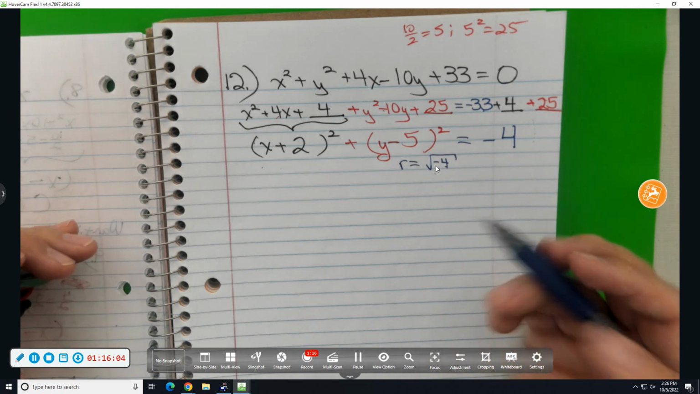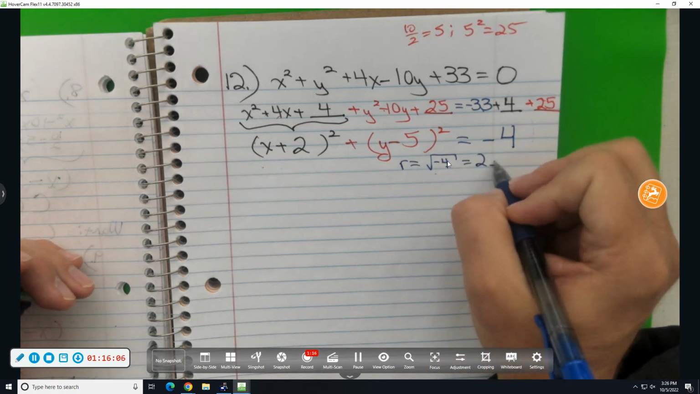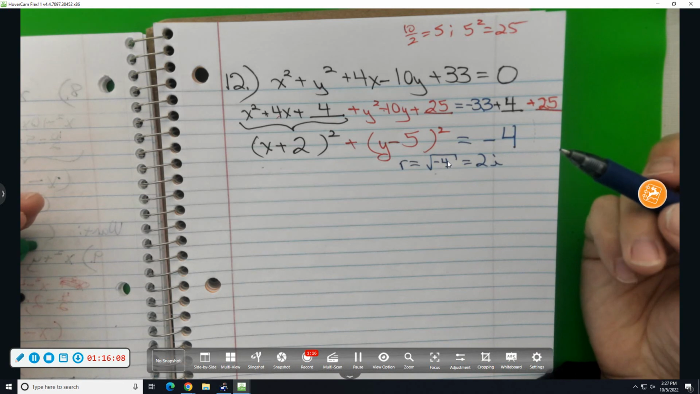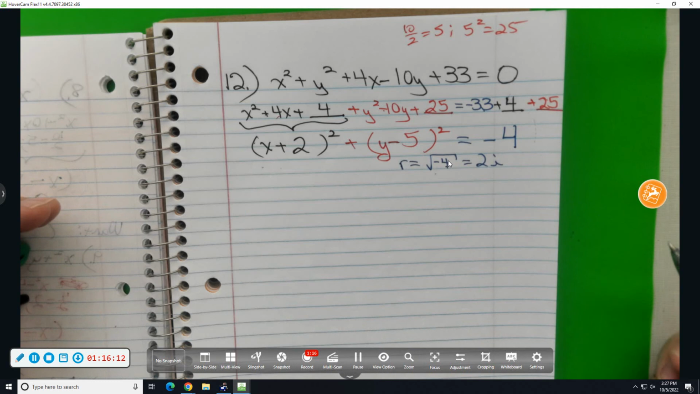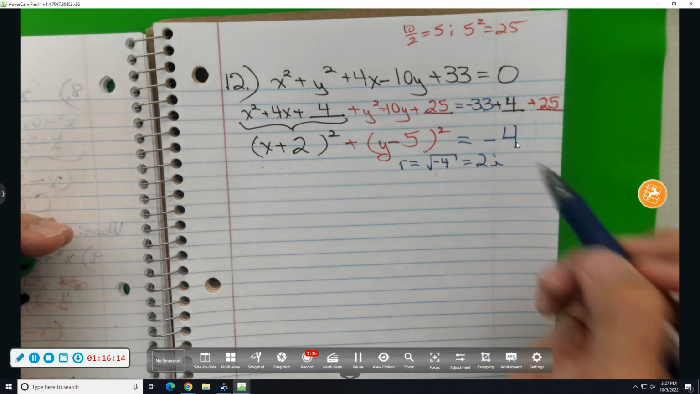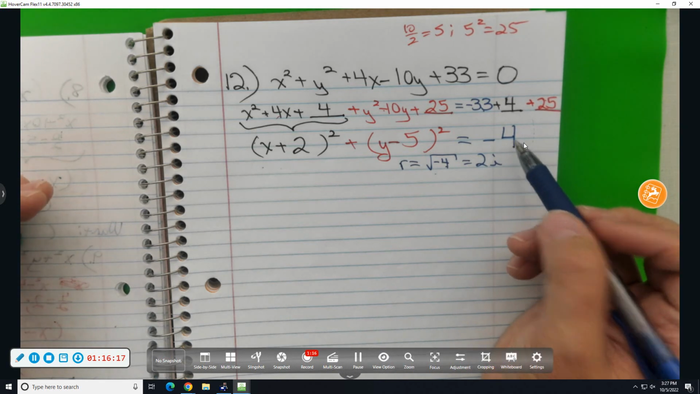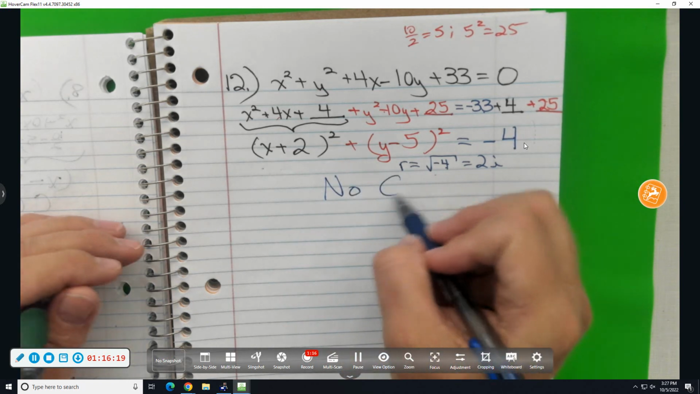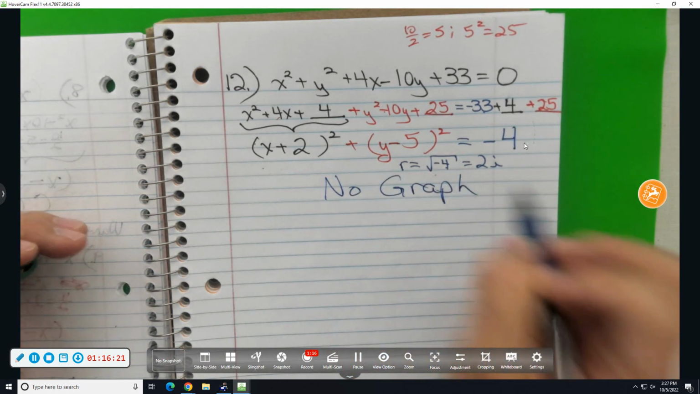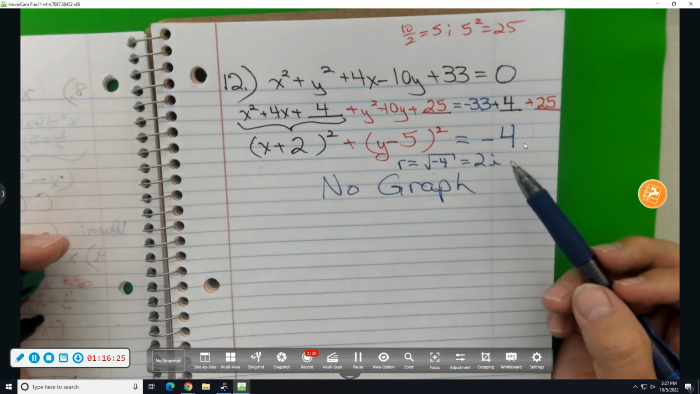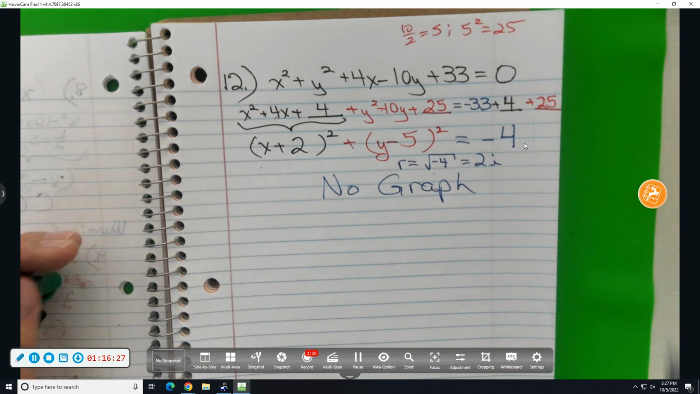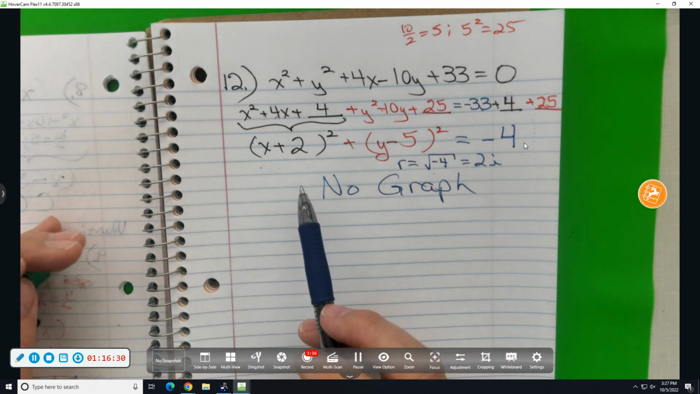An imaginary number. You can't have an imaginary radius. A radius has to be a real number, a distance that you can move left, right, up, or down. This thing is no graph. There's no graph. So this isn't a circle. I guess you could say it's an imaginary circle because you can't draw it. And if you think about it, you don't even have a center point.